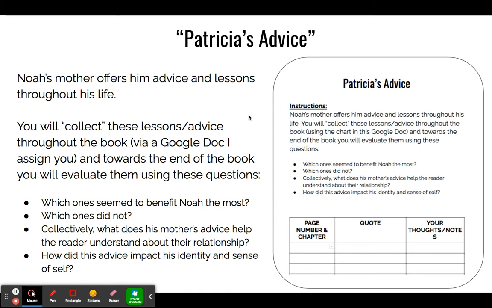Okay, so Patricia's advice. Patricia is Trevor Noah's mom, and she is a huge part of the book. She's a huge part of his life. She'll probably be one of your favorite people that he talks about in the book because she's definitely mine. I would love to meet her someday. So she gives him lots of words of wisdom and advice throughout the book, and we're going to try to do our best to collect these via a Google Doc that looks almost identical to the Golden Lines one. So you'll give me where it is in the book, the quote itself, and any thoughts or questions that you might have about it.